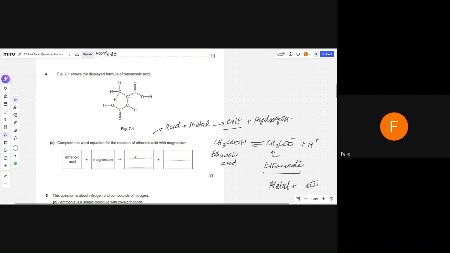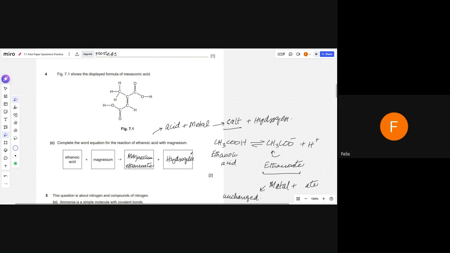So how will you write the name? It will be magnesium. The name of the metal will remain unchanged, right? So remember that, unchanged. And this will be magnesium ethanoate. So I hope this is clear. And hydrogen.